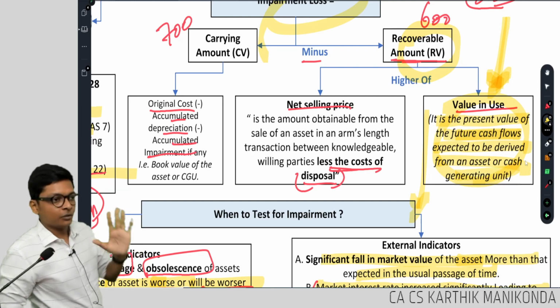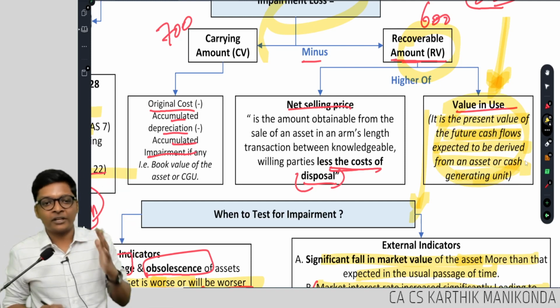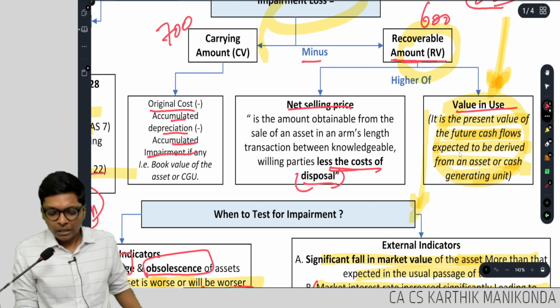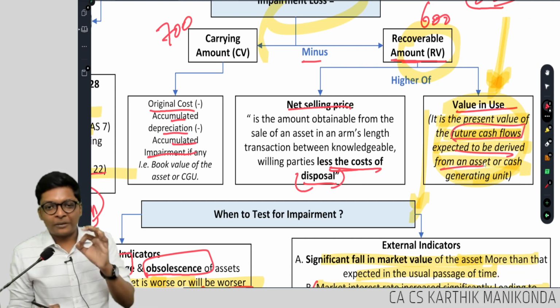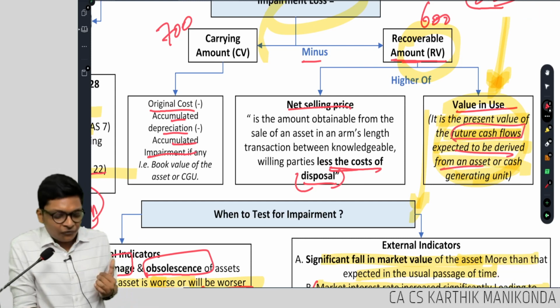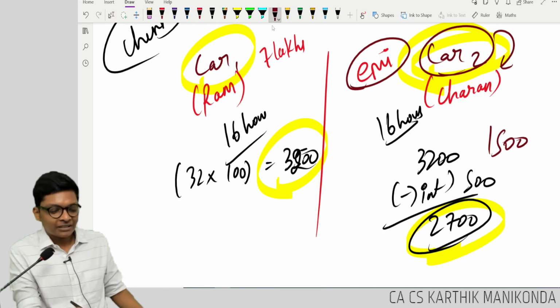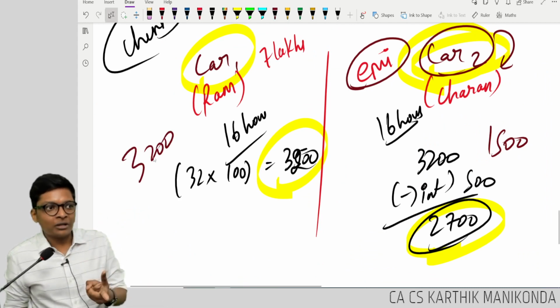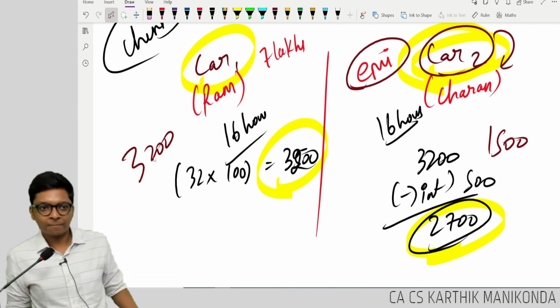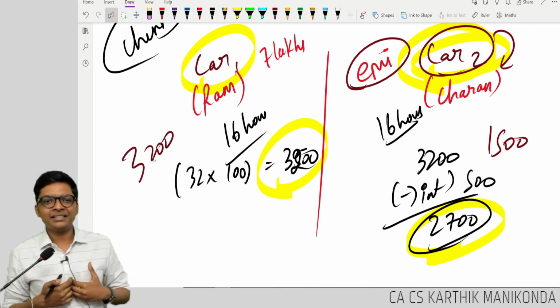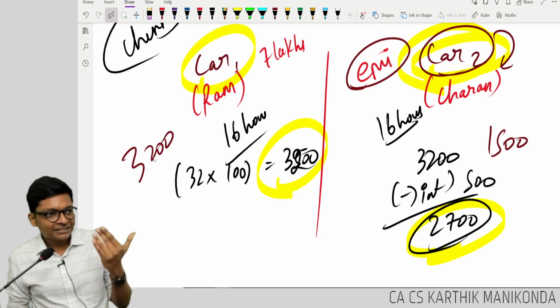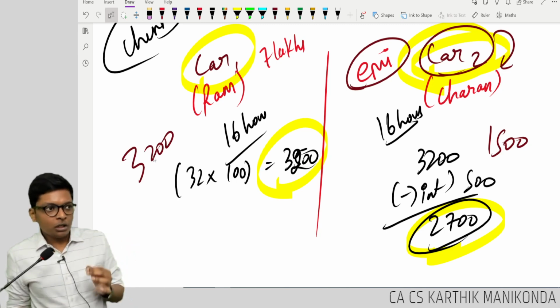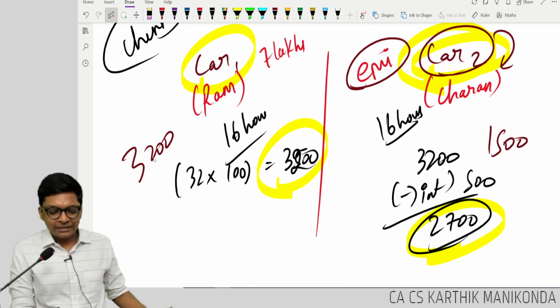Second part I will explain. What is cash generating unit? This is a different concept. Second half we will go there. Okay. Cash flows expected from an asset. What is the cash flow I can expect from the car? 3,200. Whether it's a loan asset or a non-loan asset, will the cash flow change? So the standard says interest and all is later. What this asset can give me is 3,200.